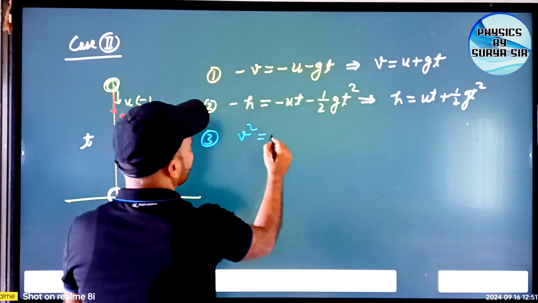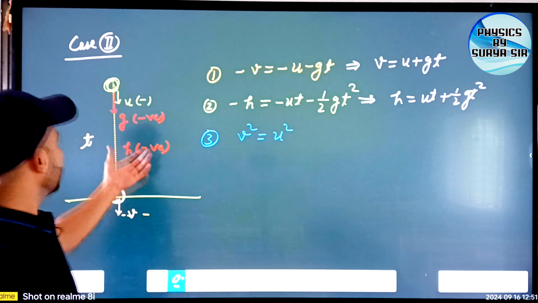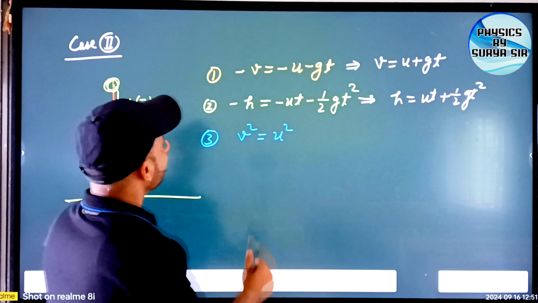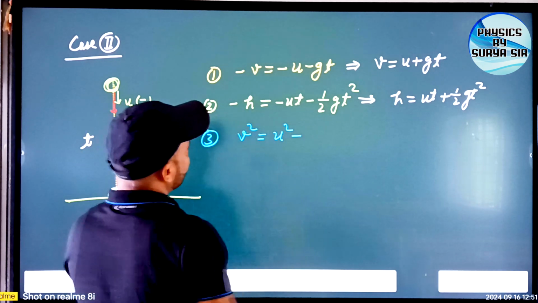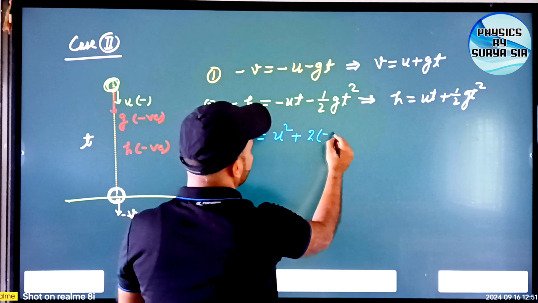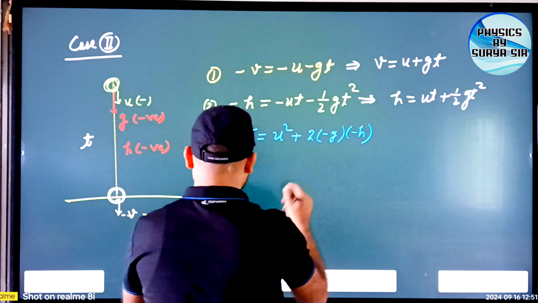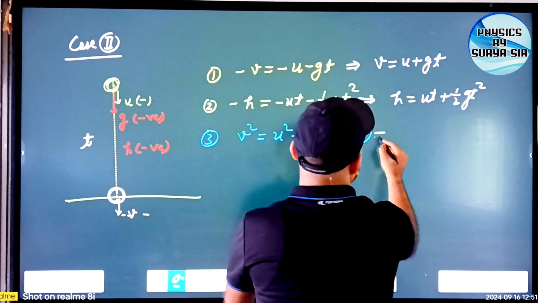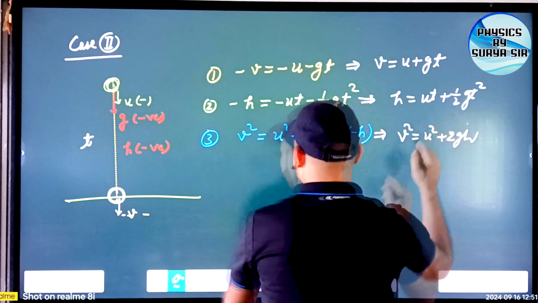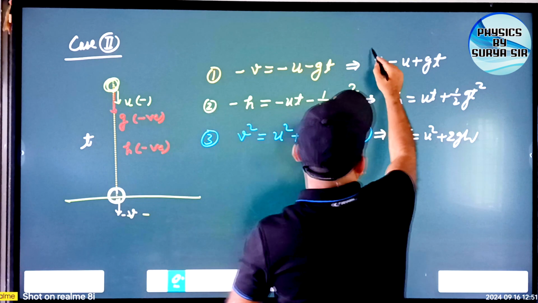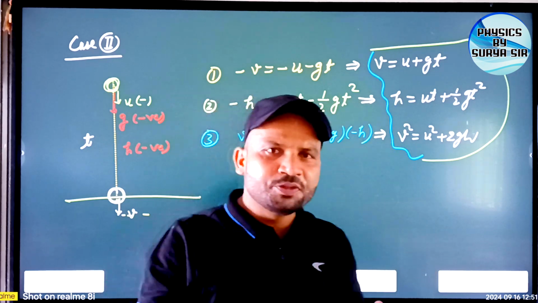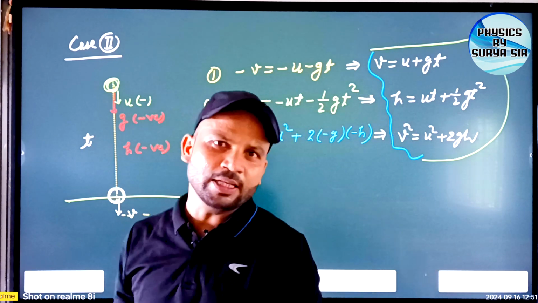So V square is equal to U square. Here V is negative and U is negative, so if you square it, it will be positive. Clear? V square is equal to U square plus 2G minus G minus H. Clear? So finally we get V square is equal to U square plus 2GH. This is the equation of motion of the object when it is falling in the downward direction. Clear?